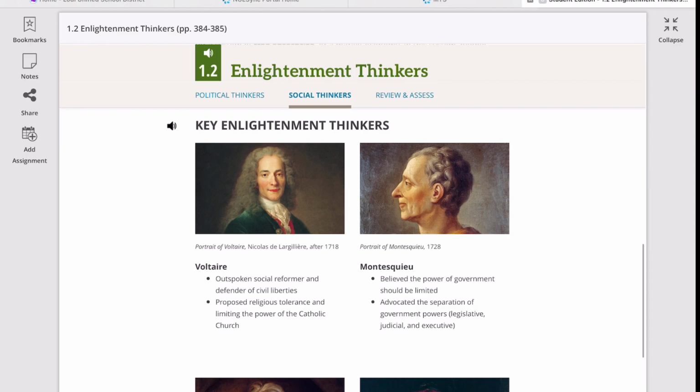To summarize, these are the 4 of the 6 or 7 Enlightenment thinkers that I mentioned a while ago. The first one, Voltaire. He's an outspoken social reformer and defender of civil liberties. He proposed religious tolerance and limiting the power of the Catholic Church. We also have Baron de Montesquieu. He believed that the power of the government should be limited. He advocated for the separation of government powers. These are the 3 branches, the legislative, judicial, and executive branch, which is in the United States government.